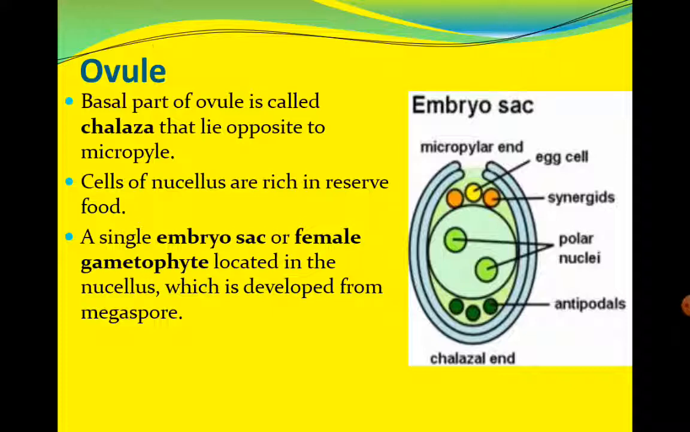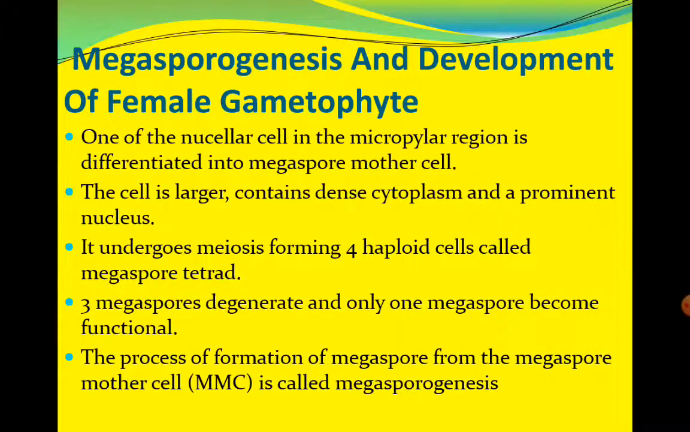The cells of the nucellus are rich in reserve food. A single embryo sac, the female gametophyte, is located in the nucellus and develops from a functional megaspore. This is the typical structure of an embryo sac. Inside the embryo sac you can see different cells. We are going to discuss that.